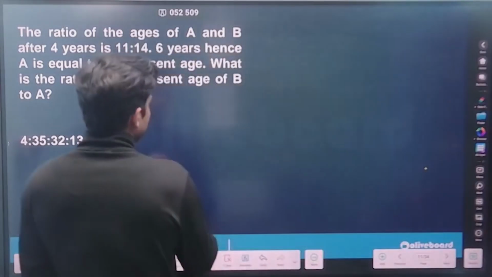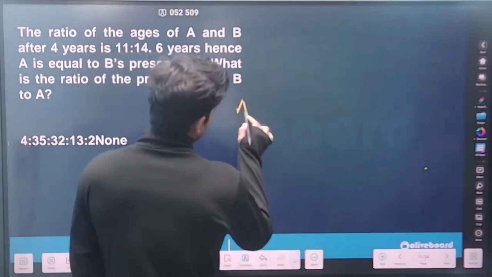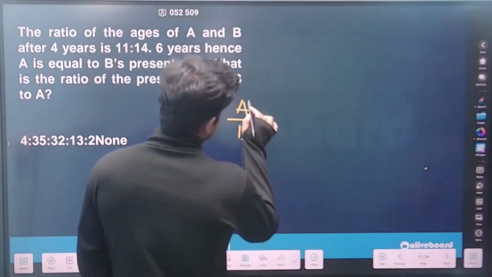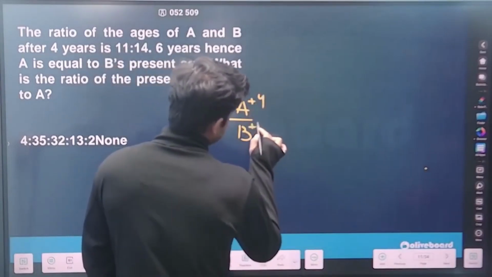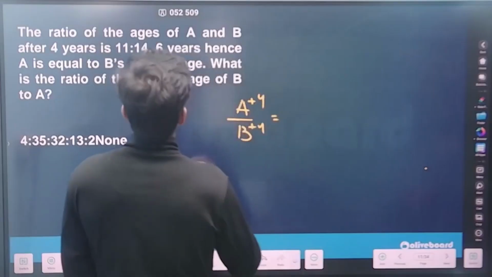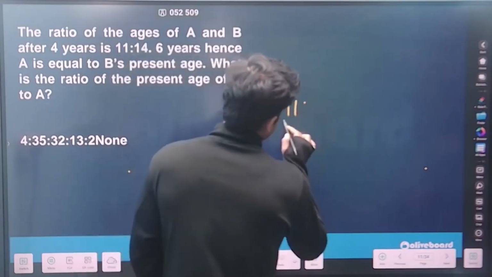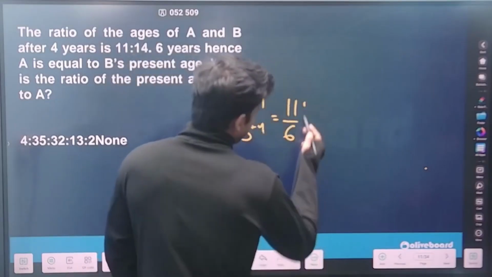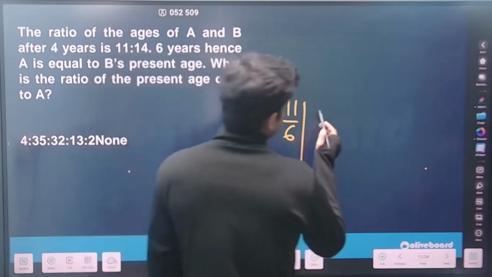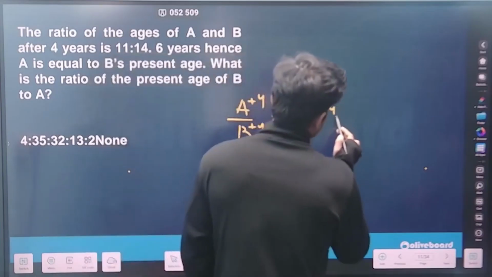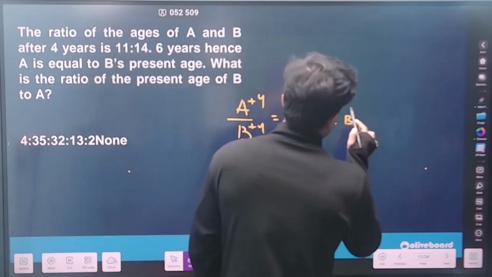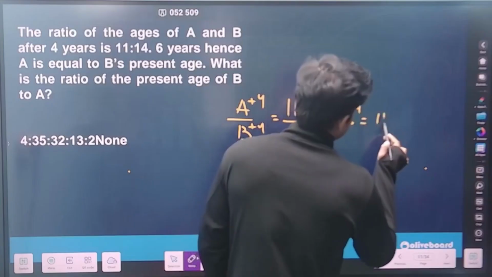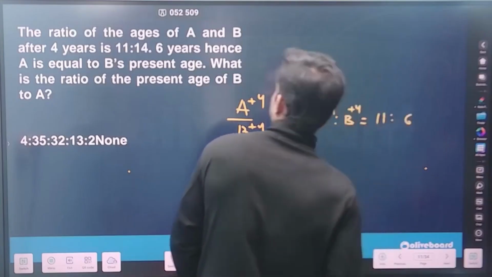So the point is that the ages of A and B is there, okay? After 4 years means plus 4 here, plus 4 here. The ratio of their ages is 11 is to 6, okay? Now, writing like this also makes sense. If you write like this, A plus 4 is to B plus 4 equals 11 is to 6. This is also fine, correct?